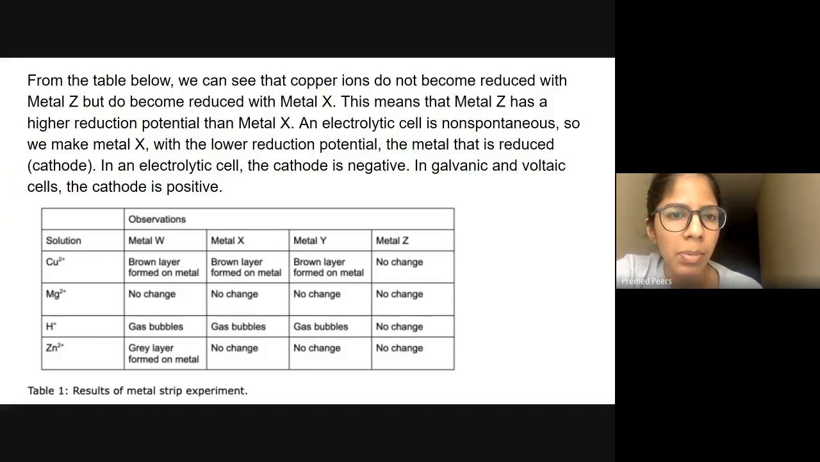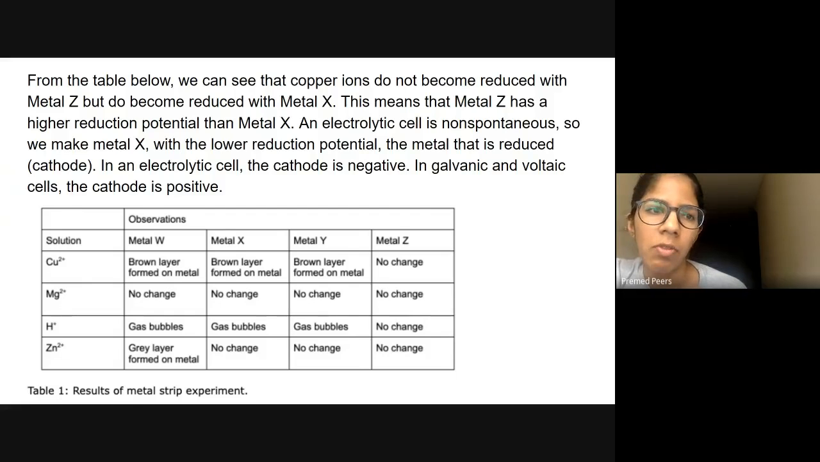The last step is to find out if the cathode is negative or positive. In an electrolytic cell, which is what this one is, the cathode is negative. In a galvanic or voltaic cell, the cathode is positive. I know that was super dense, and some of this is memorization that a lot of you might have forgotten from Gen Chem, but just brush up on this. Let me know if you have any questions right now.